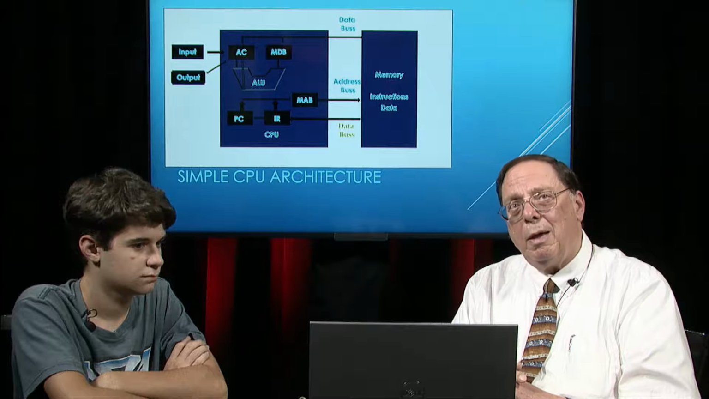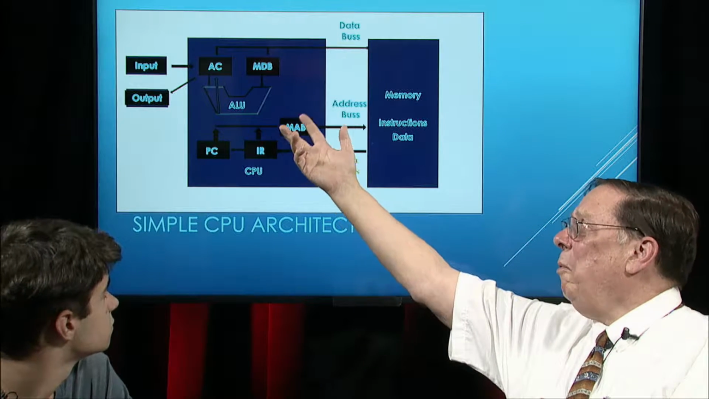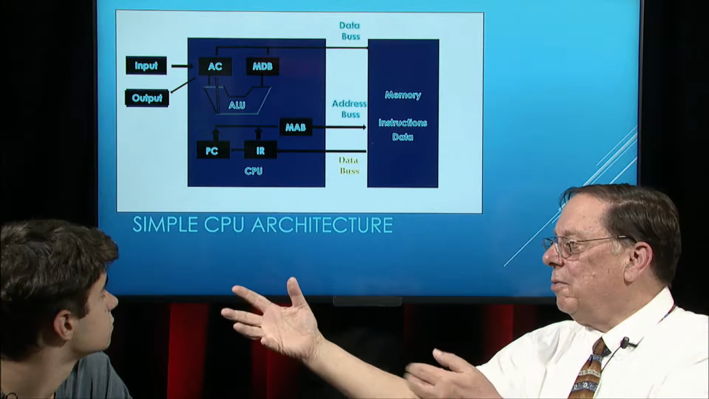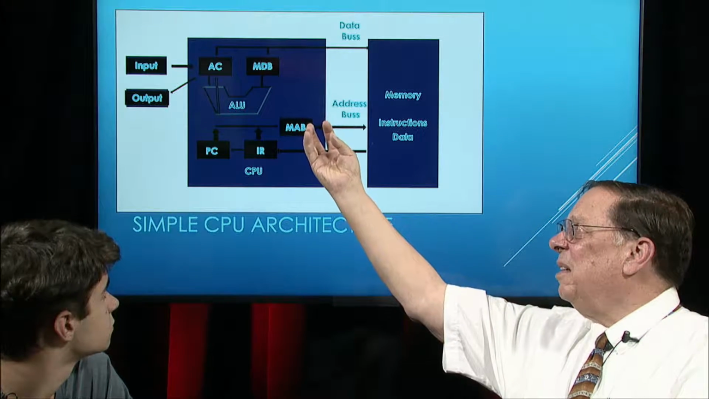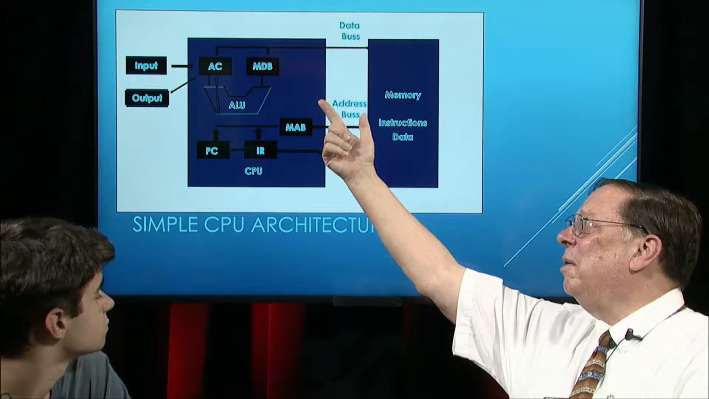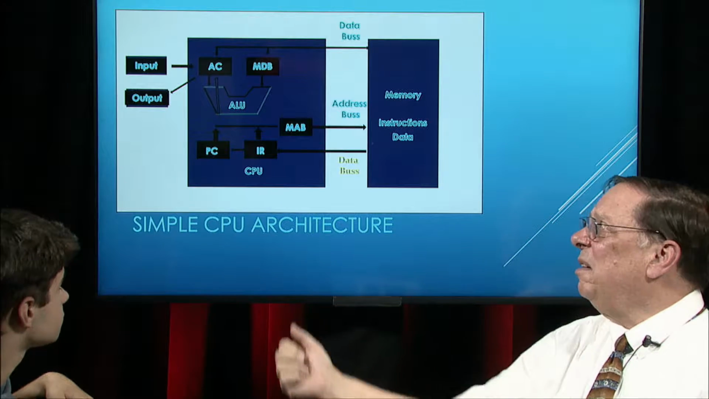Here's a simple central processing unit architecture. In this architecture we have a device called an accumulator. It's where we store a number that we're working with. We have an arithmetic logic unit. It's our adder that we did before. It can add two numbers. The accumulator and the memory data buffer take the results and put it back in the accumulator.